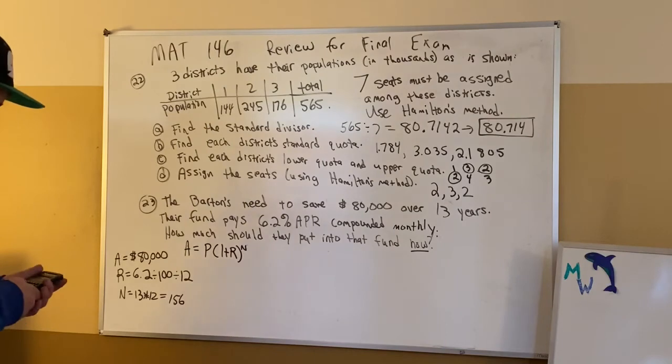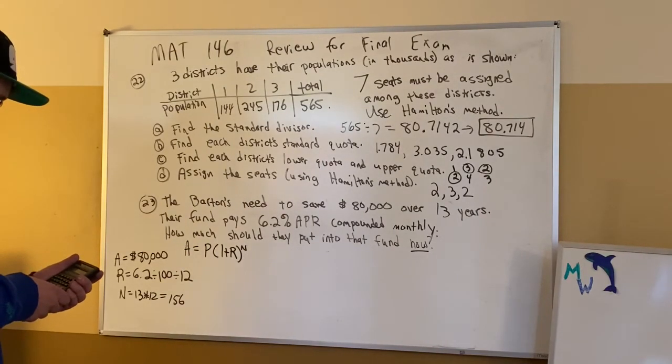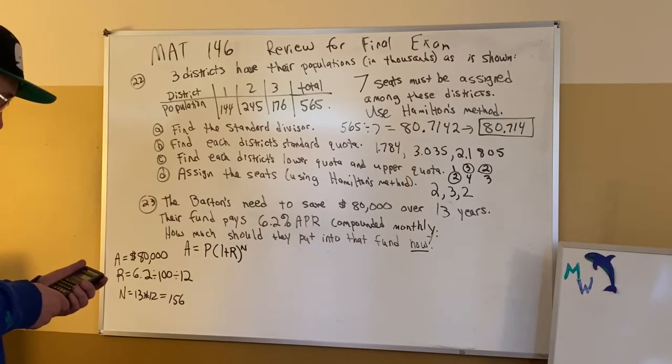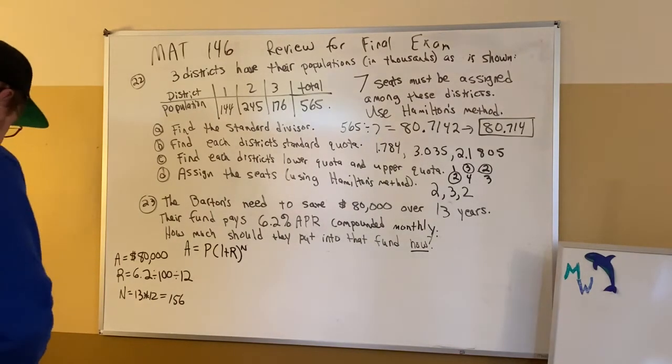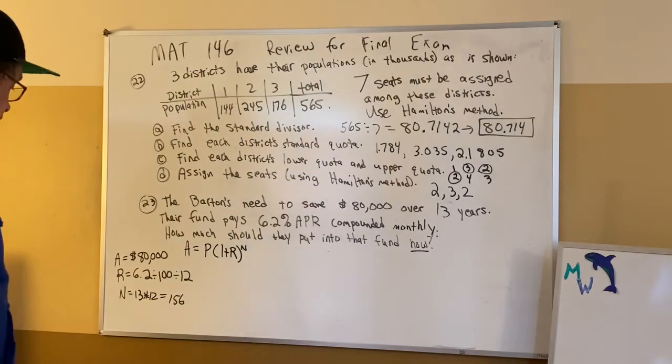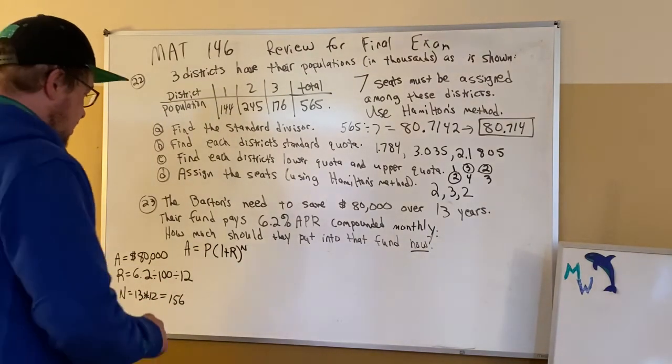Let's see what happens with R here. 6.2, divide by 100, and then divide by 12. That runs off screen. So we're going to need to enter the 6.2 divided by 100, divided by 12 when it's time for the interest rate to go in.